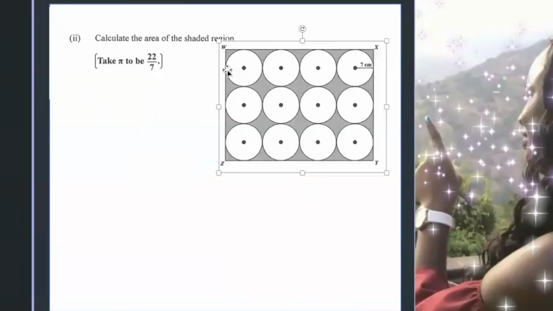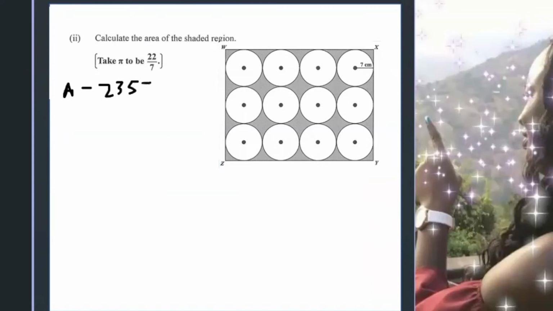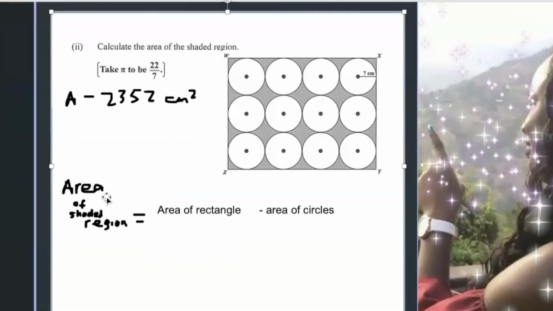So we want the area of the shaded region. The area of the rectangle is 2,352 centimeters squared. That's what we know. So the area of the shaded region is equal to the area of the rectangle minus the area of the circles. If I'm able to find the area of each circle and the total area of the circles, once I subtract it from the area of the rectangle, I'll be able to get the area of the shaded region, which is the region in which the circles are not overlapping.